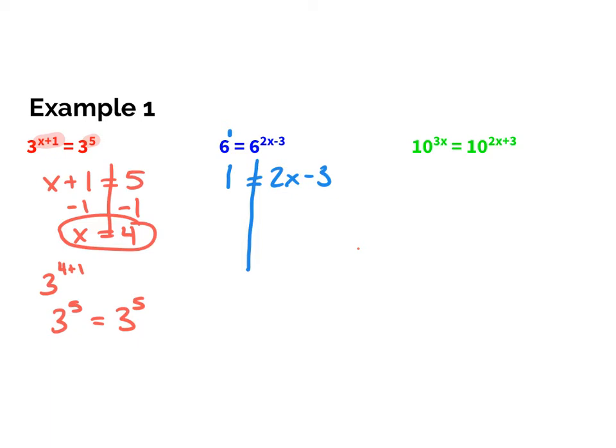All right, so this one we just have multiple steps here. So I would start off first by adding 3 to both sides and getting 4. Okay, and then that would be equal to 2x. And then lastly, I'm going to divide both sides by 2. And I would get x equals 2.